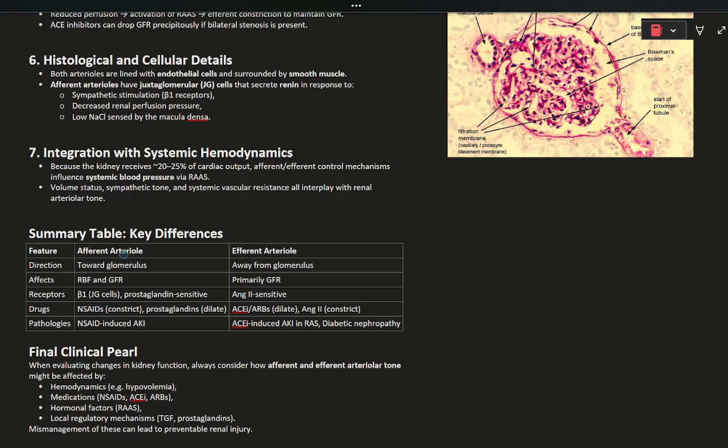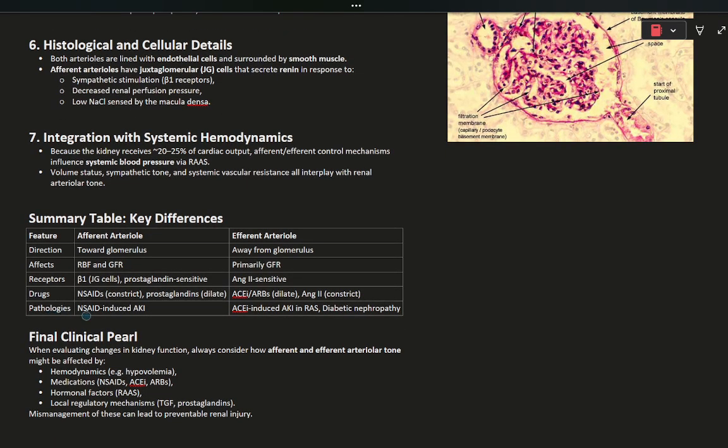The drugs that affect the afferent arteriole are your NSAIDs and the prostaglandins. And then for the efferent arteriole, it's your ACE inhibitors or angiotensin receptor blockers, while angiotensin II is responsible for constricting it. And then pathologies involved include NSAID-induced acute kidney injury because NSAIDs constrict the afferent arteriole, thereby decreasing glomerular filtration rate. And then for the efferent arteriole, it can be ACE inhibitor-induced acute kidney injury and renal artery stenosis, along with the occurrence of diabetic nephropathy due to the chronic constriction of the efferent arteriole.